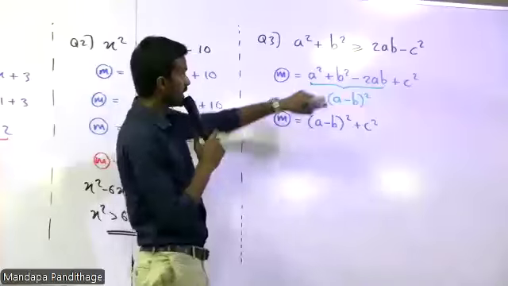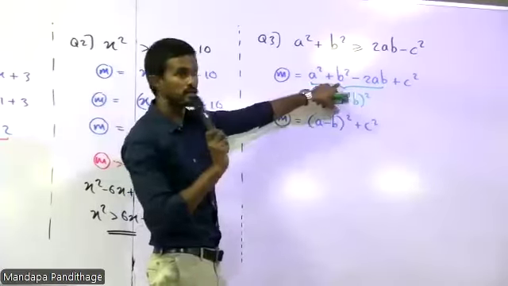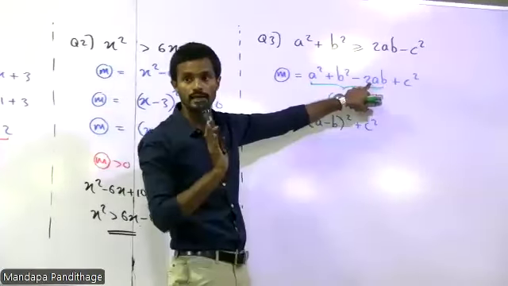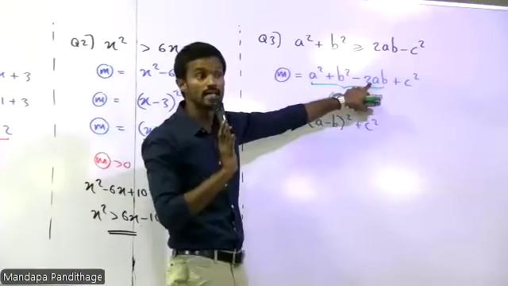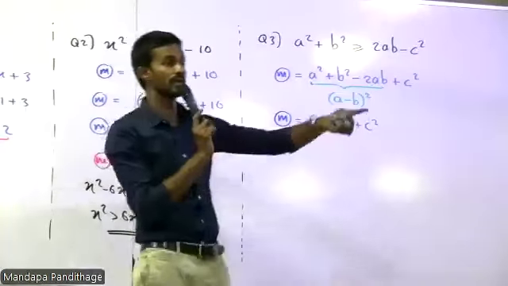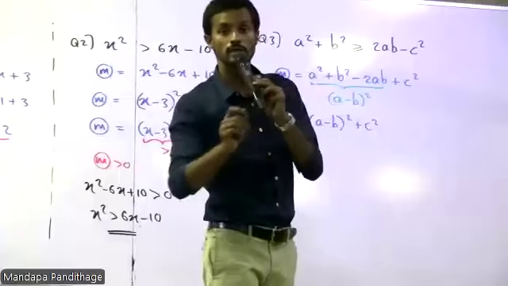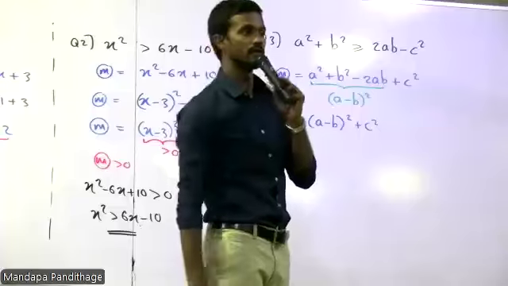You know that a squared is positive. You know b squared is positive, but you don't know about minus 2ab. That is okay. When you combine these three, you get a minus b squared. Tell me, what can you say about a minus b squared? It's a square. So if a minus b is a square, what can you say? For sure it is greater or equal to 0.